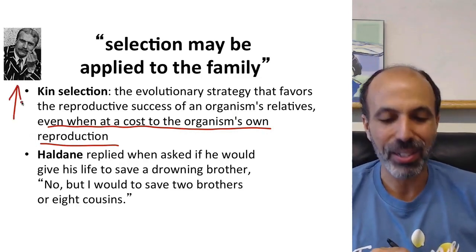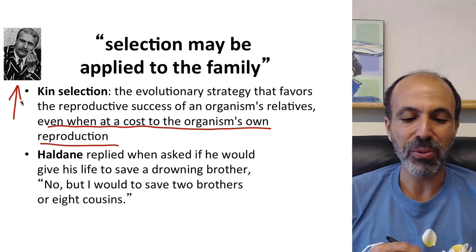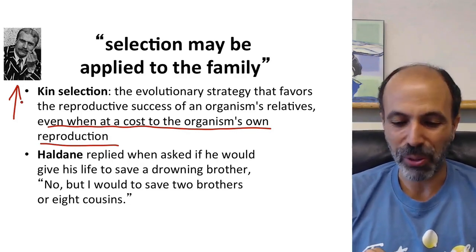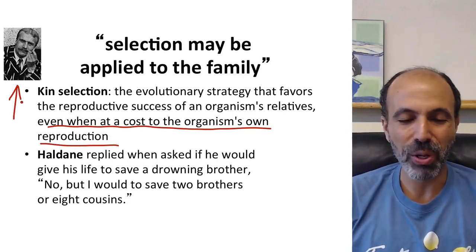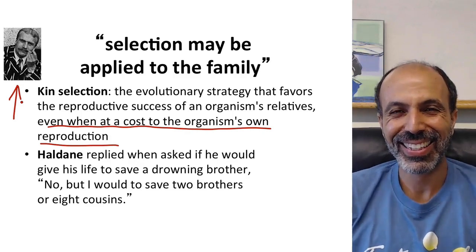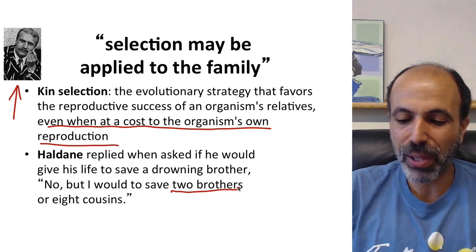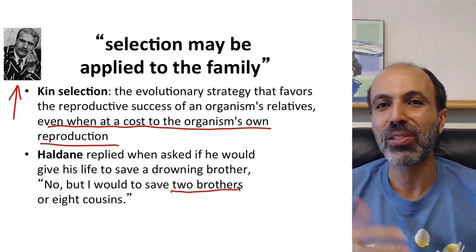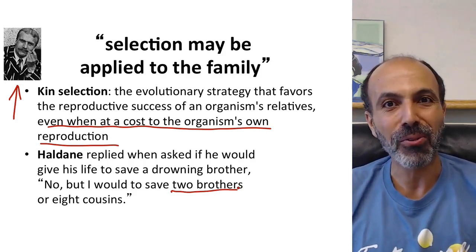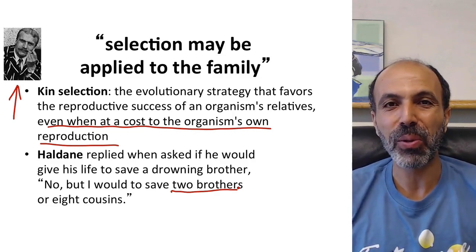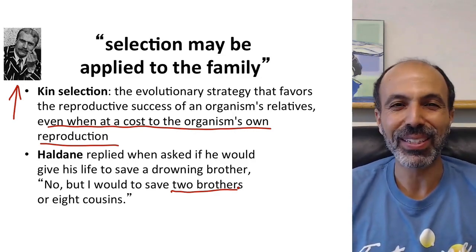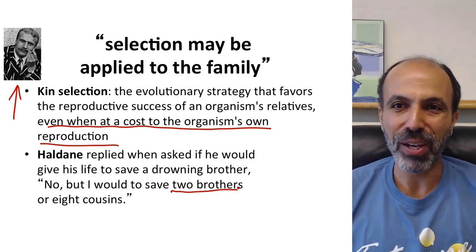There's a famous quote by J.B.S. Haldane, an evolutionary biologist. Now, he was asked if he would give his life to save a drowning brother, and he said, "No, but I would save 2 brothers or 8 cousins." Now, of course, it's a little bit silly, but you see where this concept is, that if he saves 2 brothers and each of them has half his genetic information, it's basically the same as saving himself. You may not feel like that with respect to your brothers, but that's at least what natural selection would favor.